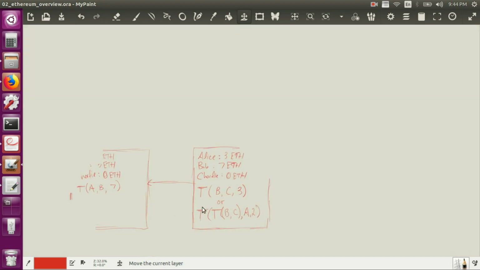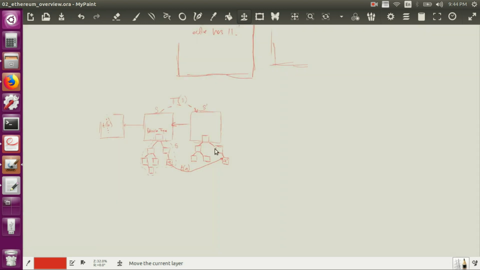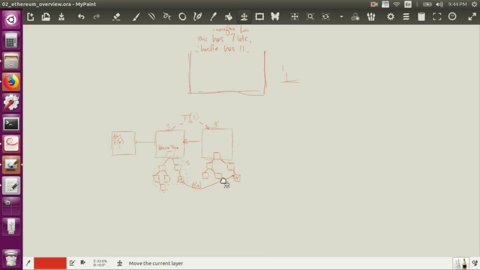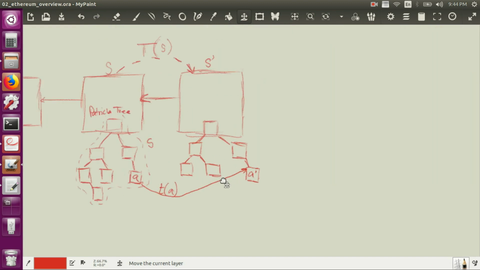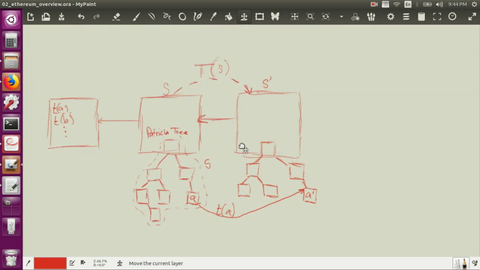But I mean, this is just much cleaner this way, to look at the entire state as one giant state transition function, which is what I've got drawn here. I don't know why it's so tiny. What I've got drawn here is essentially the way the Ethereum blockchain handles state.